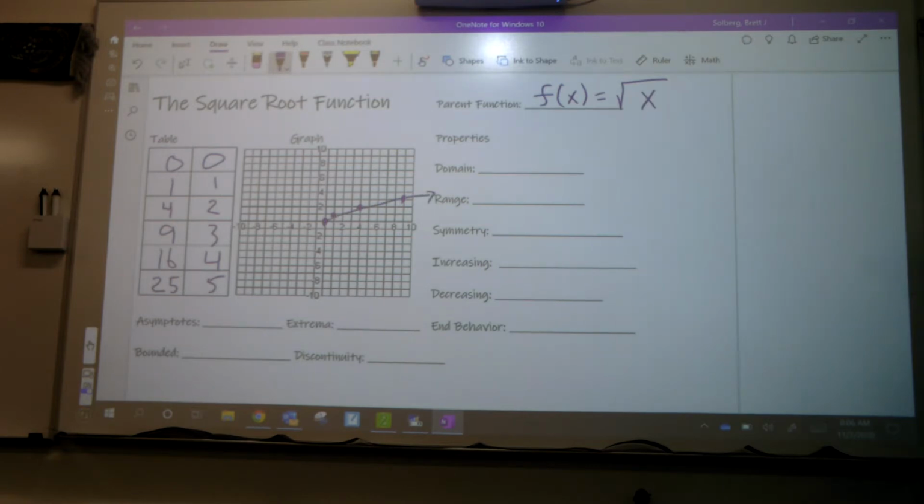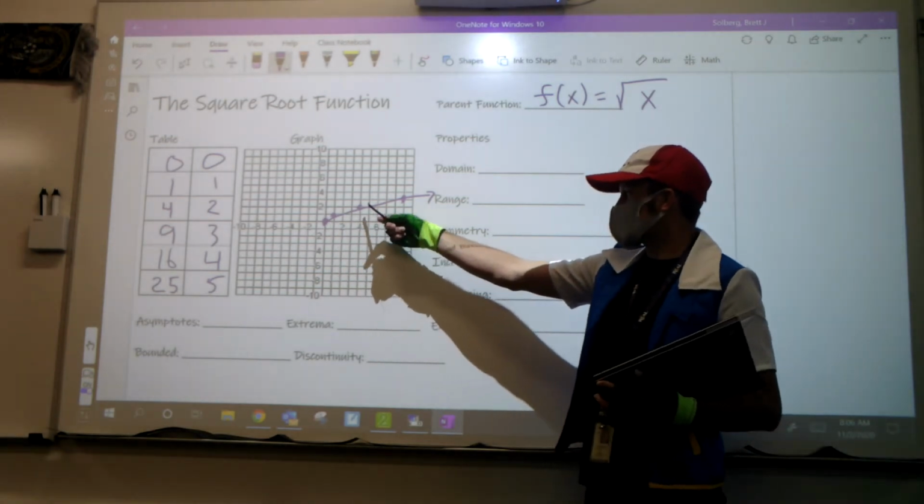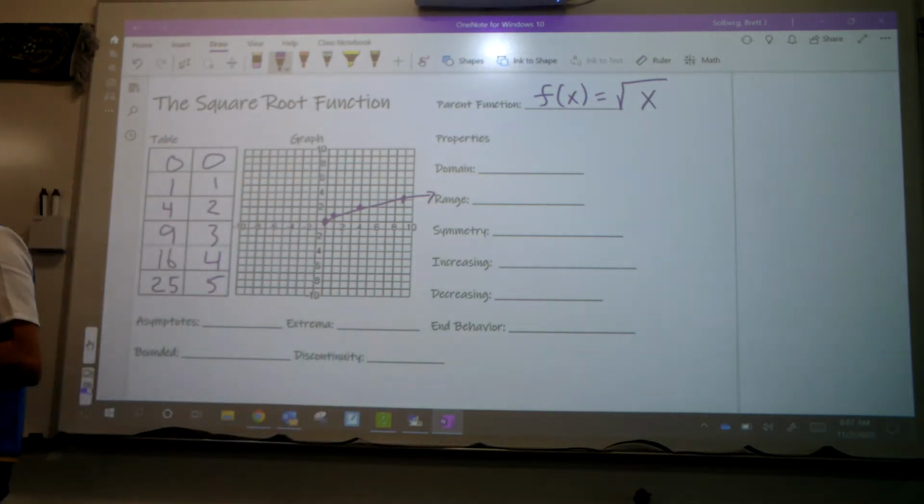So on our graph, we're really only going to see these smaller ones. Square root of 0 is 0, square root of 1 is 1, square root of 4 is 2, square root of 9 is 3. But it's good to know the other ones as well, right? Okay, that's the graph. Now, how is this graph different from all the graphs we've seen up to this point?